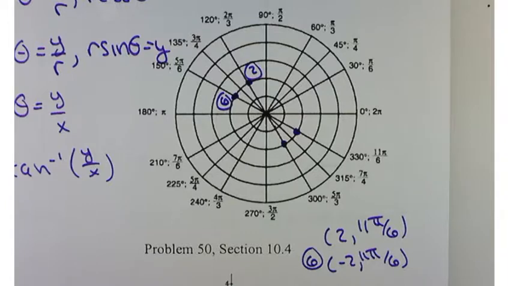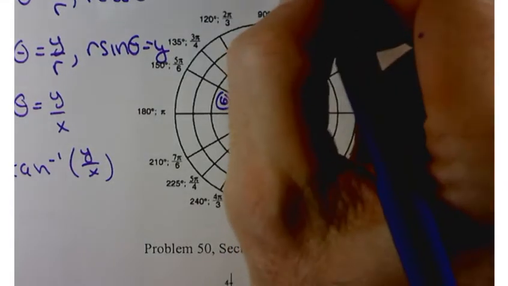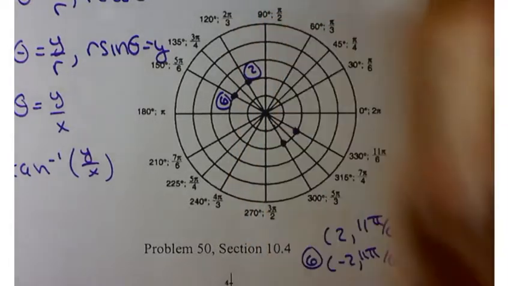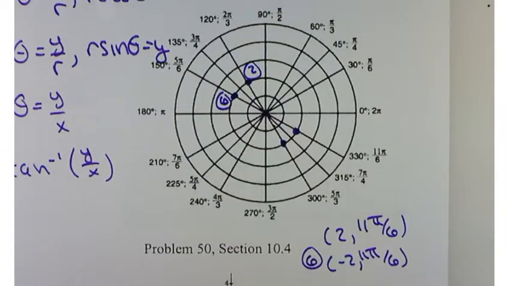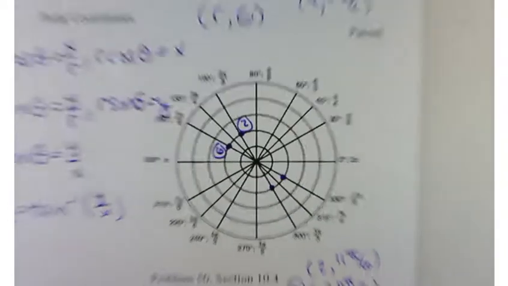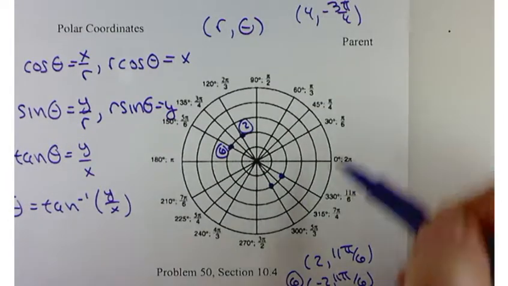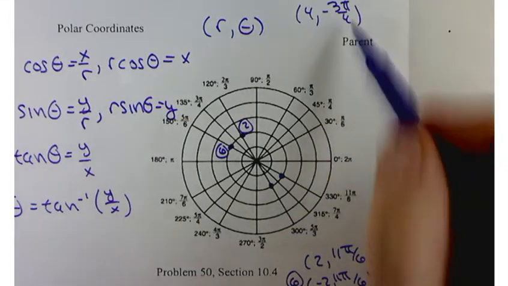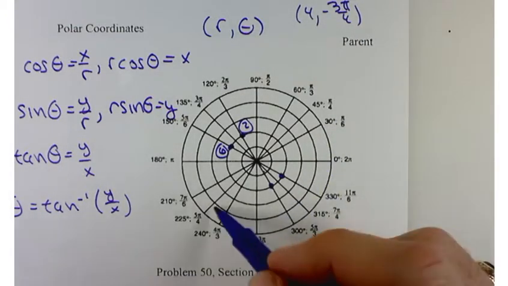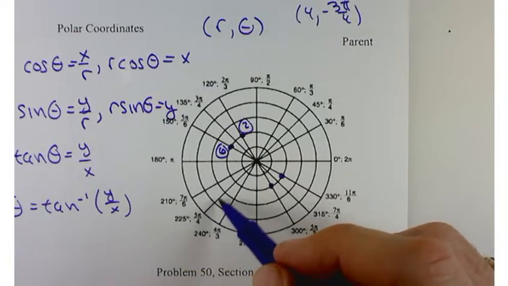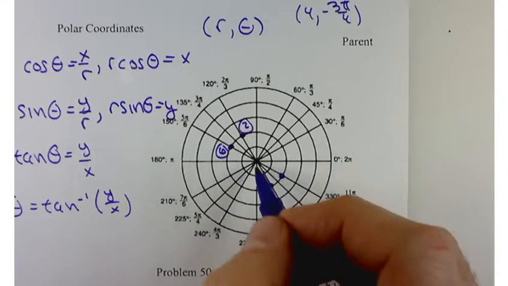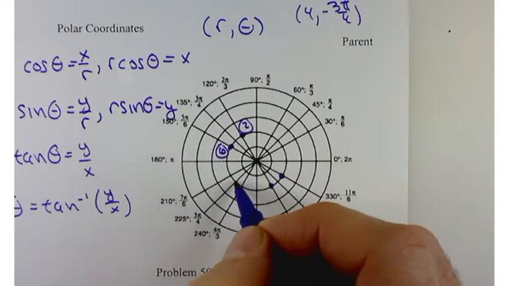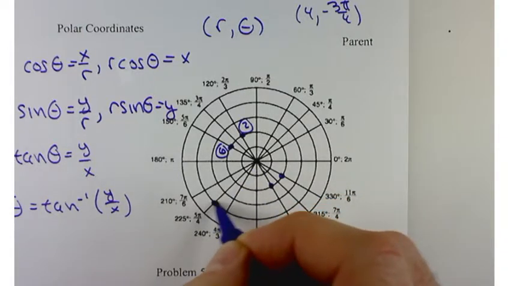Now I suggested a couple more. Suggested, say, 4 and -3 pi over 4. When you're moving a negative angle, all that means is that instead of rotating counterclockwise, you're going to move clockwise to find your angle. So -3 pi over 4 is going to put us over here at a 225 degree angle, or 5 pi over 4, and then a radial distance of 4. So 1, 2, 3, 4. Right there.